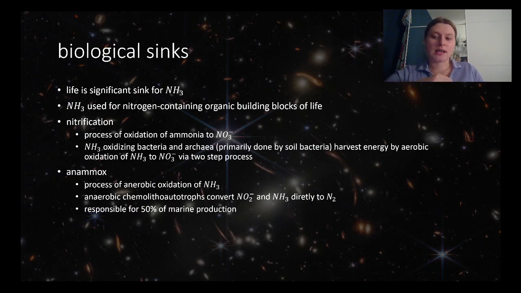The other one is anammox, a process of anaerobic oxidation of NH3, where anaerobic chemolithoautotrophs convert NO2- and NH3 directly to N2. And that is responsible for 50% of marine production.